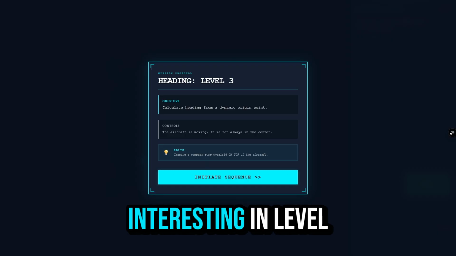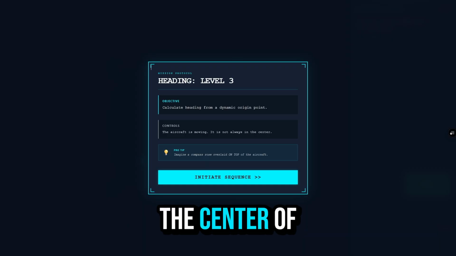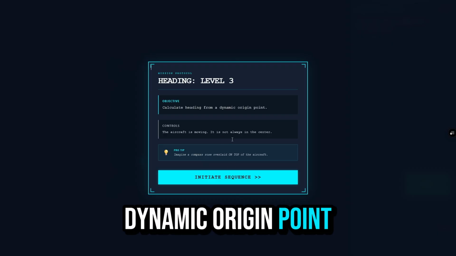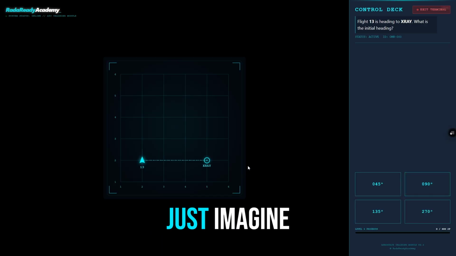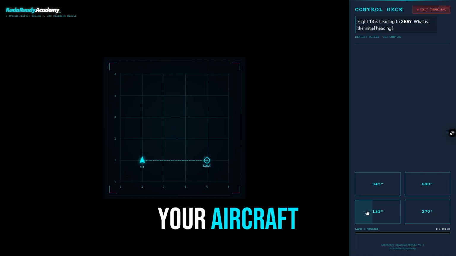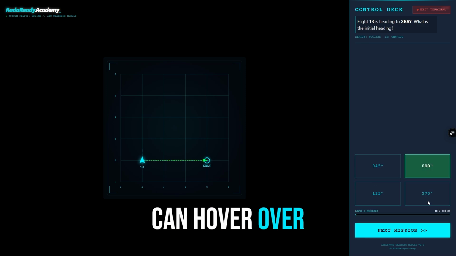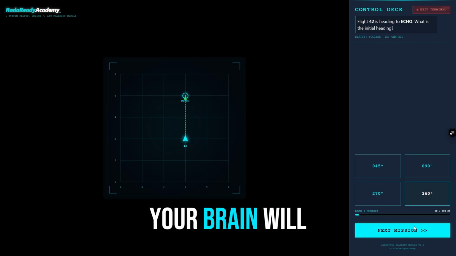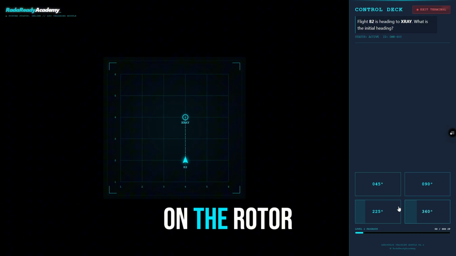Things get more interesting in level 3. The aircraft is no longer in the center of the screen. It has a dynamic origin point. The rule remains the same. Just imagine moving your compass rose directly over your aircraft. If you need a hint, you can hover over the plane to see the little plus sign. Soon enough, your brain will learn to automatically project that grid anywhere on the radar scope.